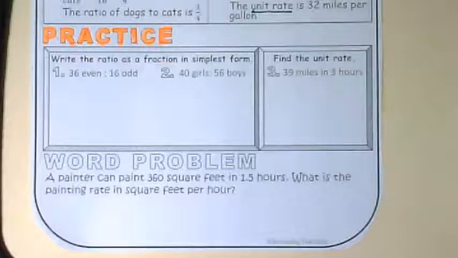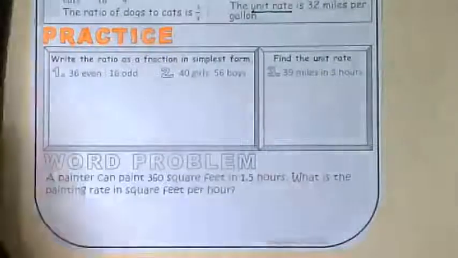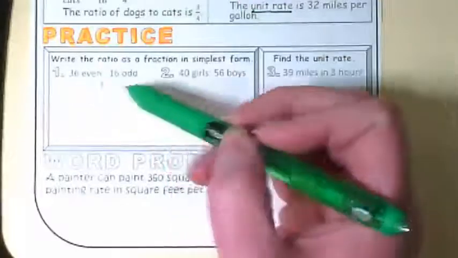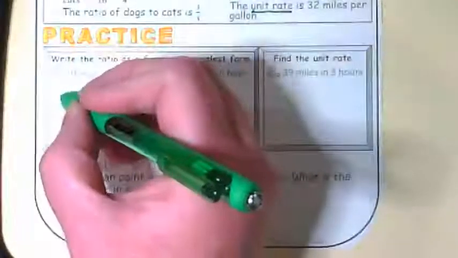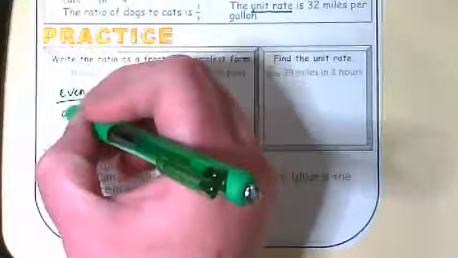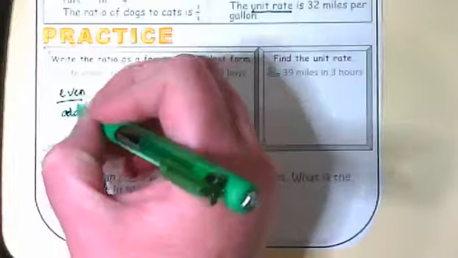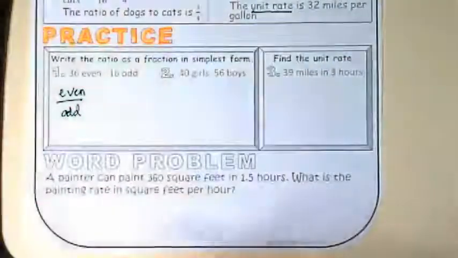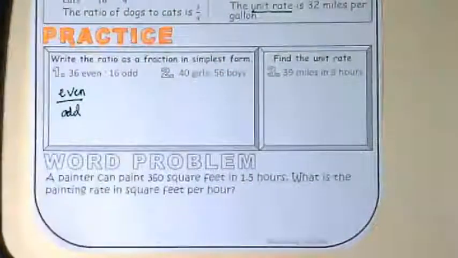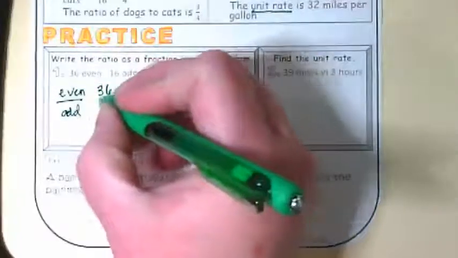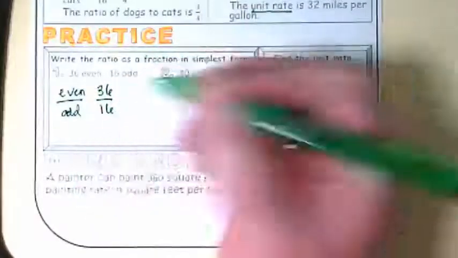Okay, let's go through these three practice problems together. We're looking at 36 even and 16 odd. So first we're gonna write even over odd to show where the even and the odd are going to go. I get 36 over 16.